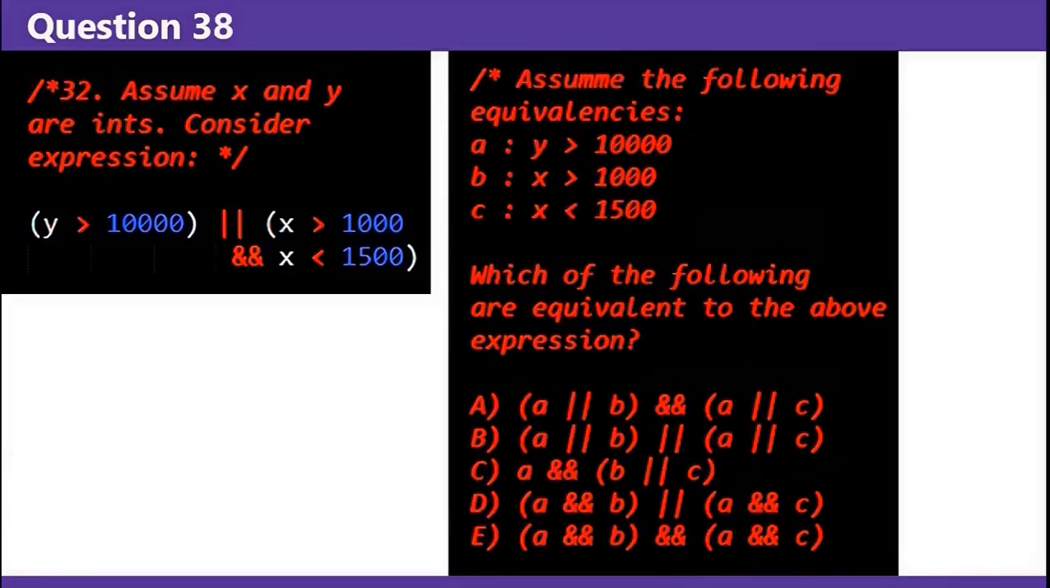For question 38, there's really no way to intuitively get the answer, as you just have to remember how to reach the particular answer. A or B and C can be rewritten as A and B or A and C. Therefore, the answer is A.